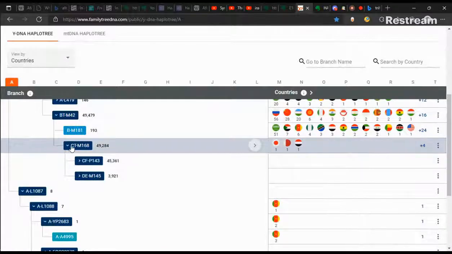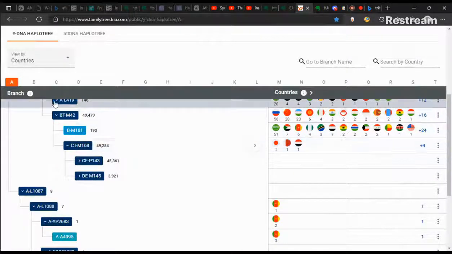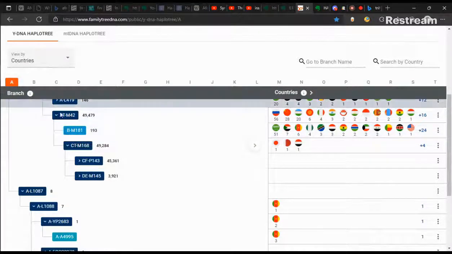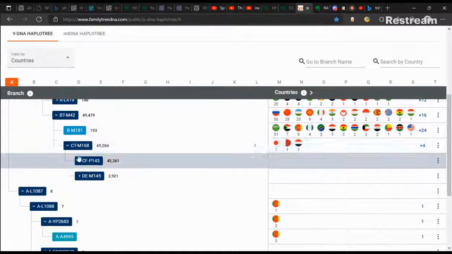You can see here, this will be your split. BT and CT is actually your split. From BT, you're going to get A lineages and B lineages. Those are going to be Hamitic lineages. Under CT is a different split.